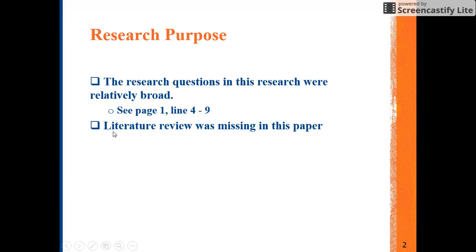However, the literature review part was missing in this paper. So even though the research questions are understandable, and in general, we know that they came from the topic of social justice, it is hard to tell from the paper itself how exactly these questions were developed and what has been done in the related field.